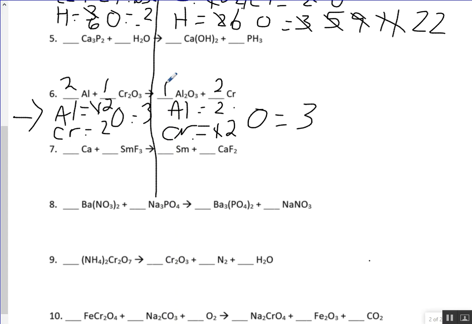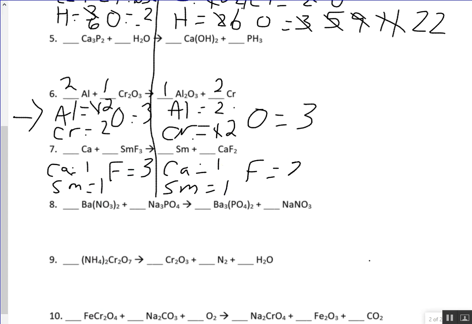Let's do number 7. Ca, Sm, I don't even know what that is. F, over here, Ca, Sm, F. I always write things in the same order so that it's easy to cross compare. There's 1 Ca, there's 1 Sm, there's 3 Fs. 1 Ca, 1 Sm, 2 Fs.